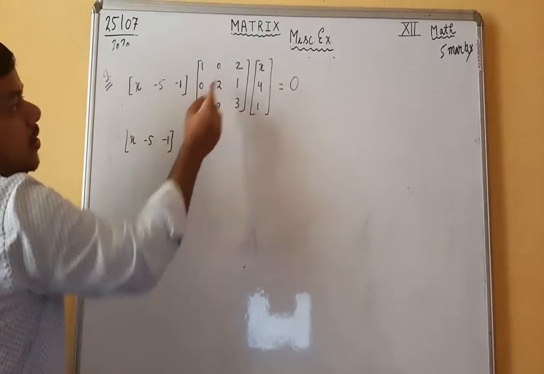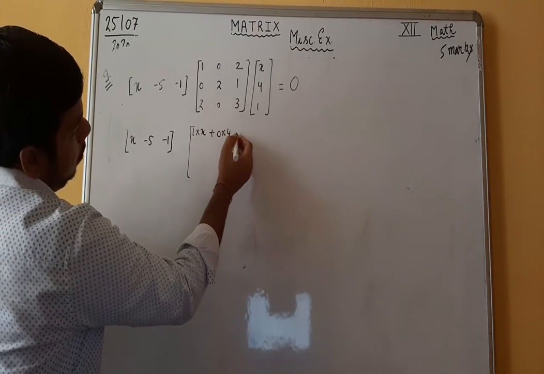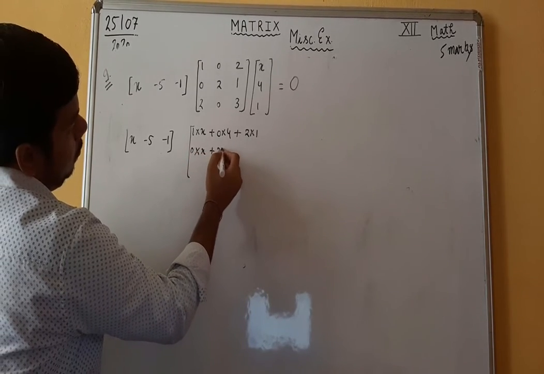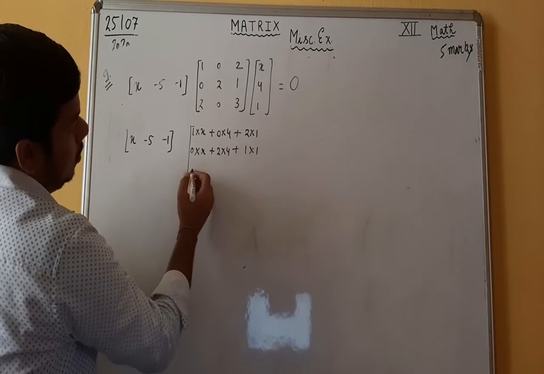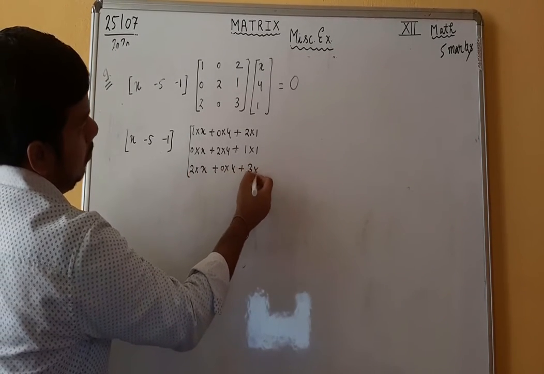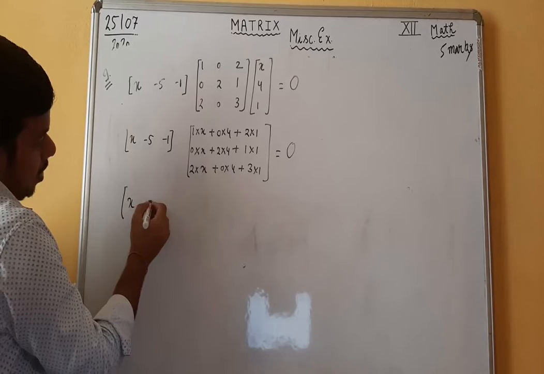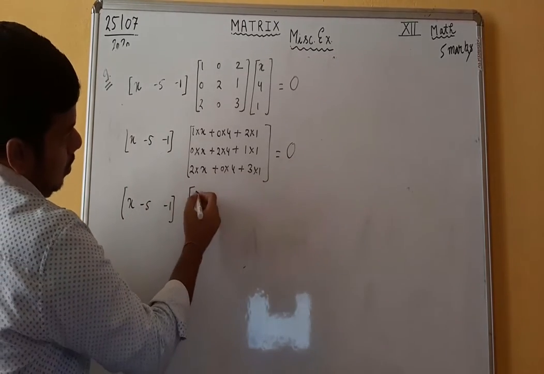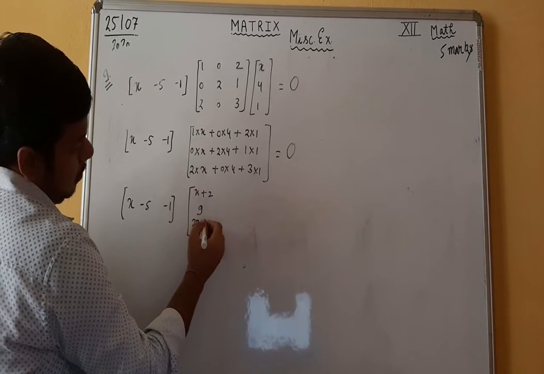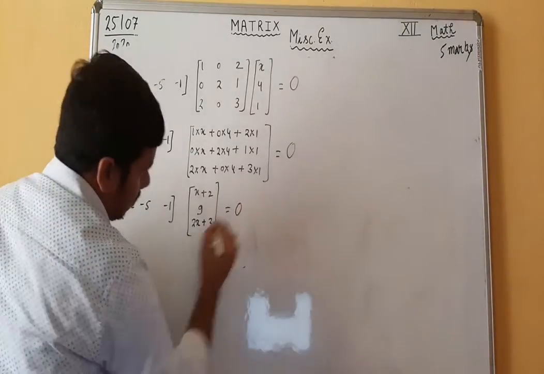Simply multiply the matrices which are given on the left hand side. x minus 5 1, first row first column, 1 into x plus 0 into 4 plus 2 into 1. Now second row first column, 0 into x plus 2 into 4 plus 1 into 1. Now third row first column, 2 into x plus 0 into 4 plus 3 into 1, and it is equal to the null matrix. x minus 5 minus 1, x plus 2, 2 4s are 8 over 9, 2x plus 3, it is equal to 0. This is the 0 matrix, right?